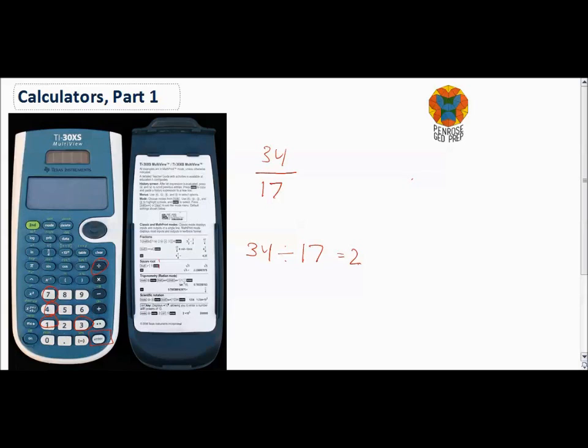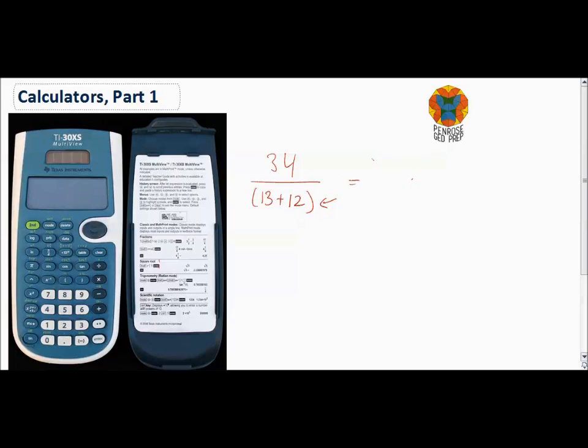That seems simple enough, but let's try a more complicated one. What if I asked you to divide 34 by (13 plus 12)? And these parentheses, if you haven't watched the order of operations video yet, then this might look a little confusing, but these parentheses just mean that we want to add up 13 plus 12 and then divide 34 by whatever that is.